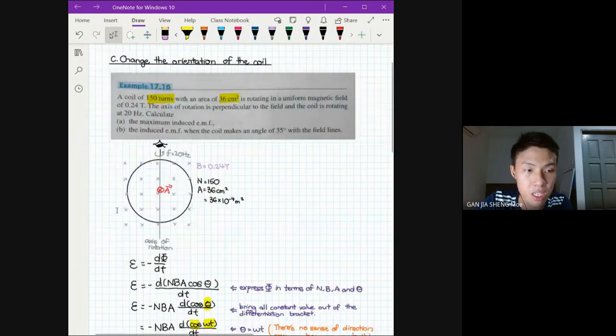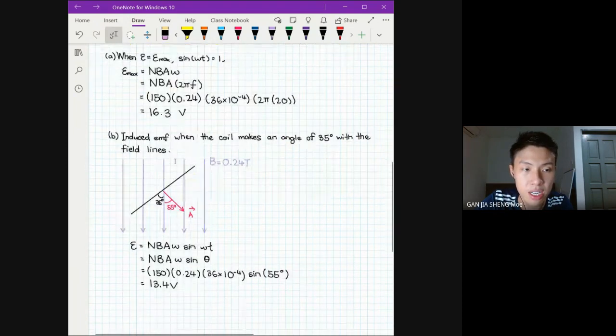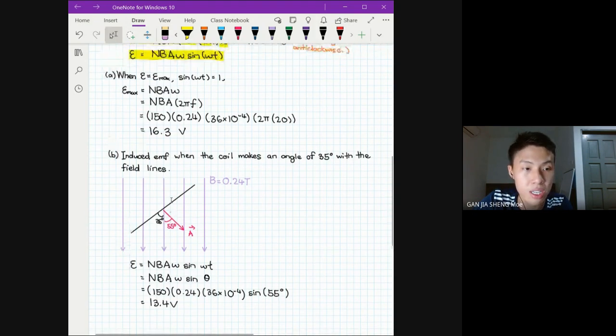Just now you could see the whole coil, but now look from the side, and you can only see a line representing the plane of the coil. So the plane of the coil makes an angle of 35 degrees with the field lines. If you check properly, the angle between the magnetic field and the area vector is 55 degrees. You have to be very careful about which angle to substitute in. The angle between the plane and the magnetic field is 35 degrees, but the angle between the area vector and the magnetic field is 55 degrees. So when they say the coil makes an angle of 35 degrees with the field line, it means the magnetic field and the area vector have an angle of 55 degrees between them.